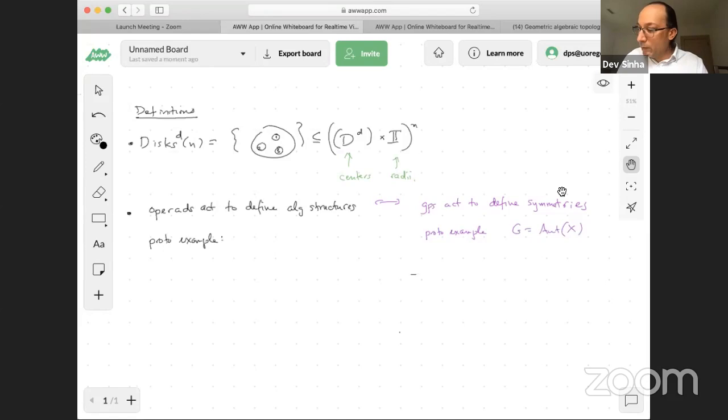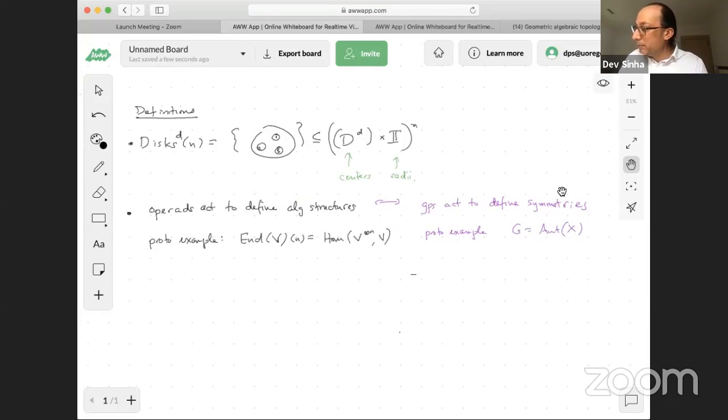is called End, and I'll write it as if we're in some linear category. So End V, where End V of N, let me just go ahead and say that, is just all maps from, I'm going to use a symmetric monoidal product, V to the N into V.